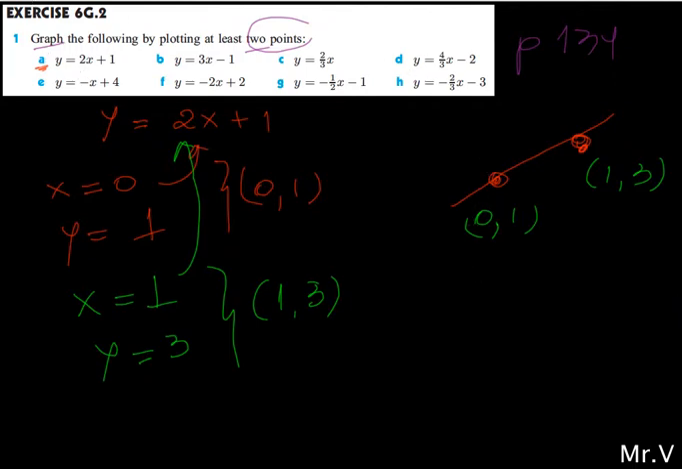Now we're going to go with the second type of question. Okay, so this question is simple. Now they're asking us to graph using the y-intercept and gradient method. So in other words, they want me to look at my equation, find both, and solve it.